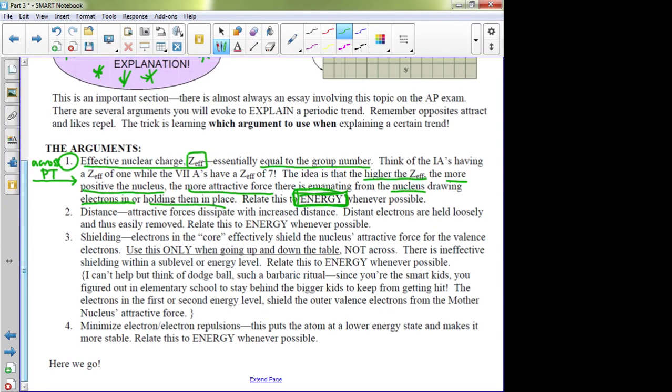So the second argument that you need to know is distance. Okay? Distance.